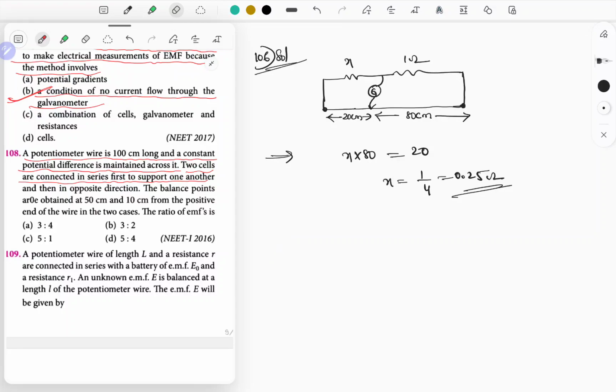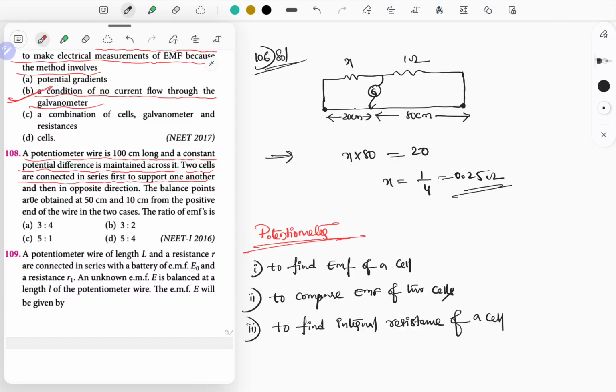So what is the use of this potentiometer? Observe this. These are the main advantages of potentiometer. One is to find out the EMF of a cell, that is E is equal to K times L, where L is the balancing length from the left hand, K is the potential gradient, and L is the balancing length. Generally, from the left hand we are going to consider the balancing length.